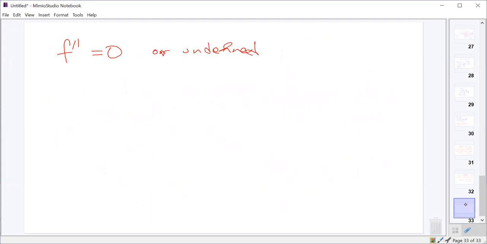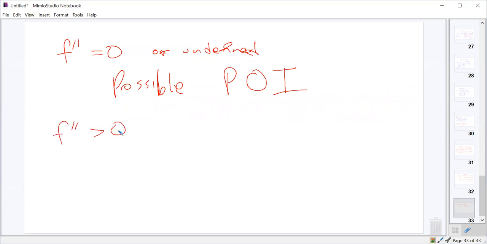All right, so back to second derivatives. If f double prime is 0 or is undefined, it is a possible point of inflection. Remember that a point of inflection is a place where your function changes concavity. So it's possible that our function will change concavity when the second derivative is 0 or the second derivative is undefined. And so we'll have to check.